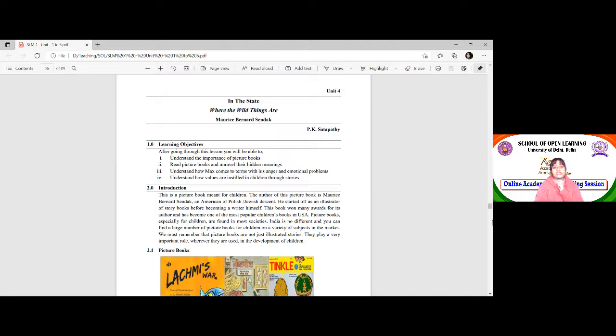So with the suggested reading, we'll understand this particular character Max. There's a character Max, and how he comes to terms with his anger and emotional problems. And we will try to understand how and why it is important for children to read books and hear stories, because it helps us develop our values.